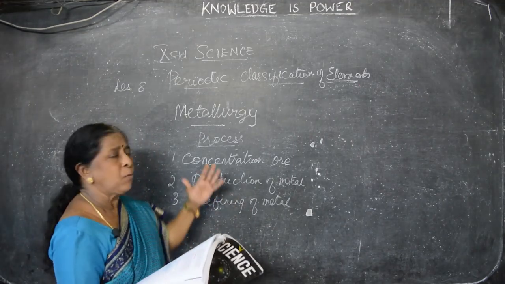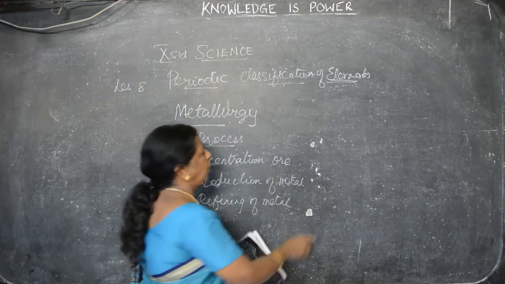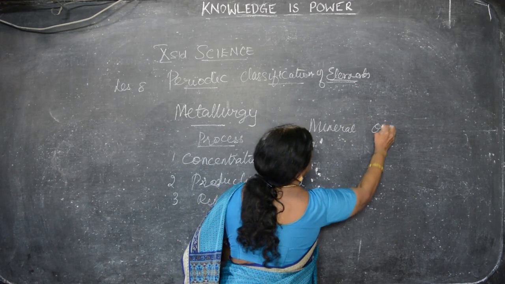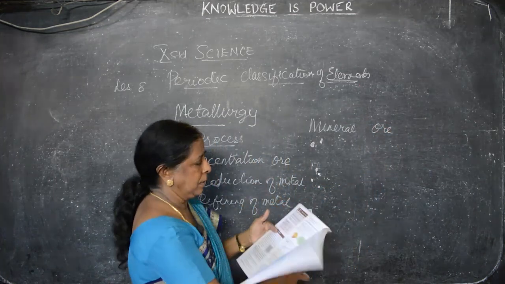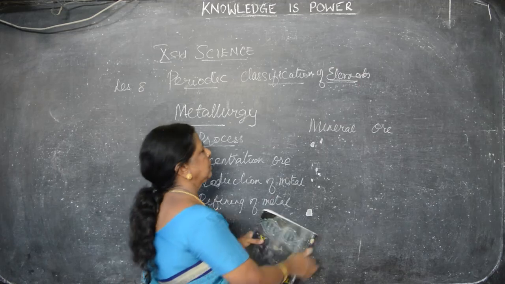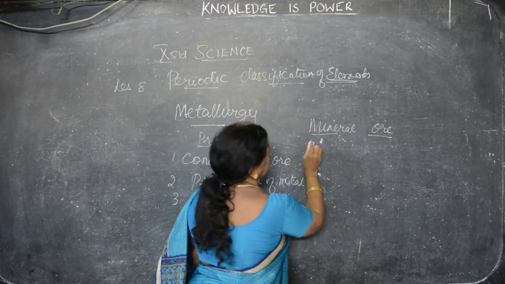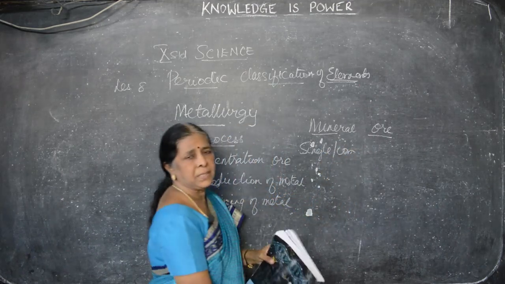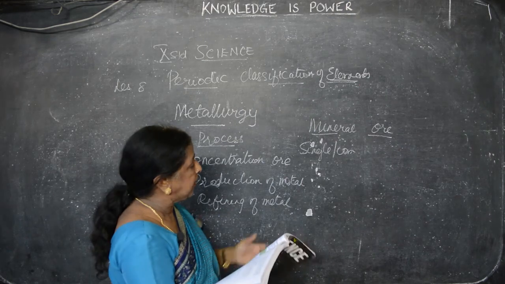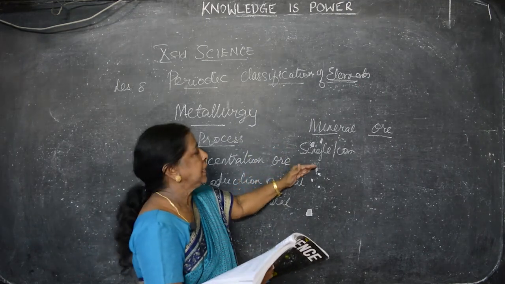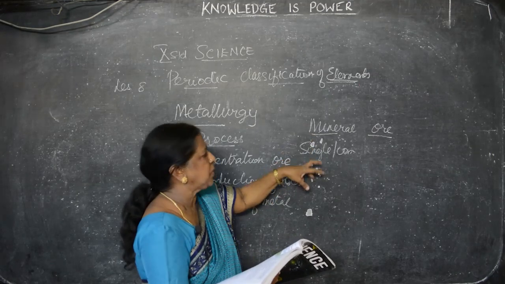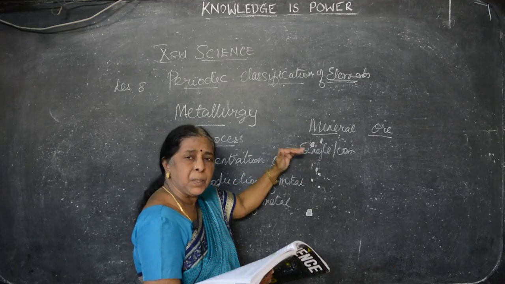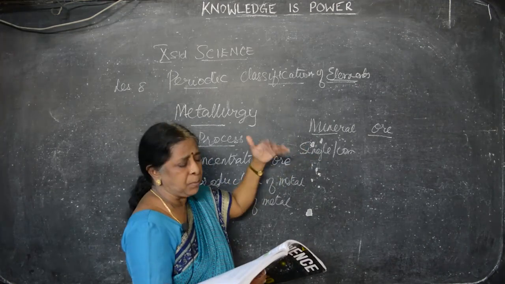Then we have to see what is mineral and what is ore. We'll see. What is mineral? It is a single compound or complex mixture. Either it may be a single compound or a complex mixture of various compounds of metals found in the earth. That is, it is not in pure form. It is a combination of many metals. This is mineral. For example, if you are getting aluminium, we cannot get aluminium alone. Along with the aluminium, we can get some other products also.